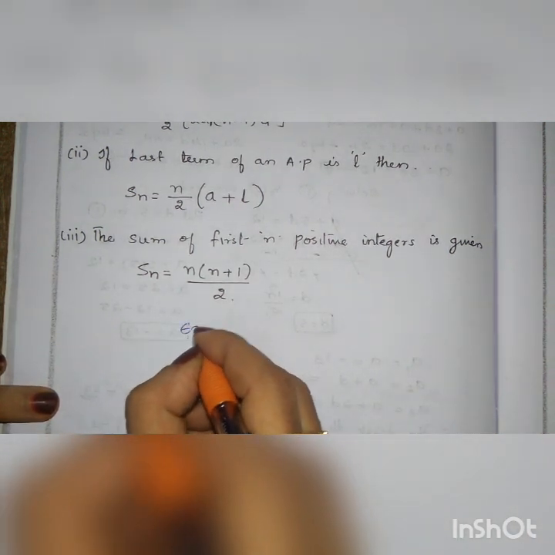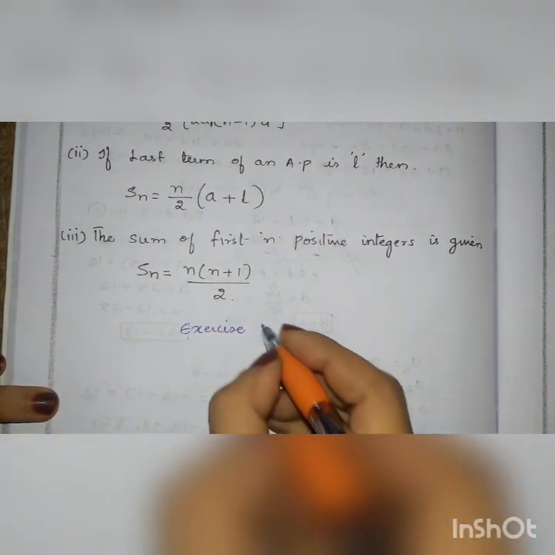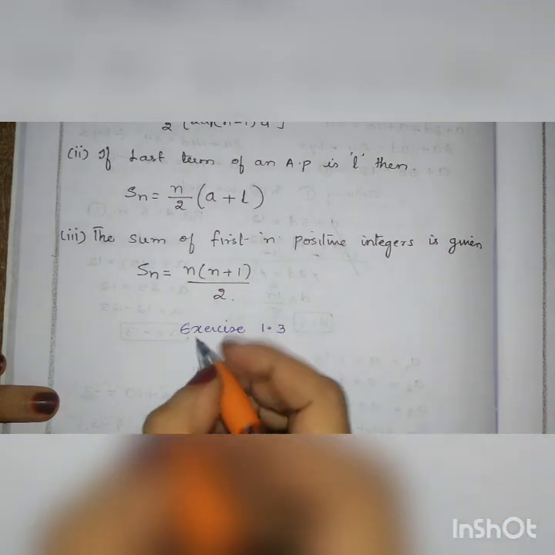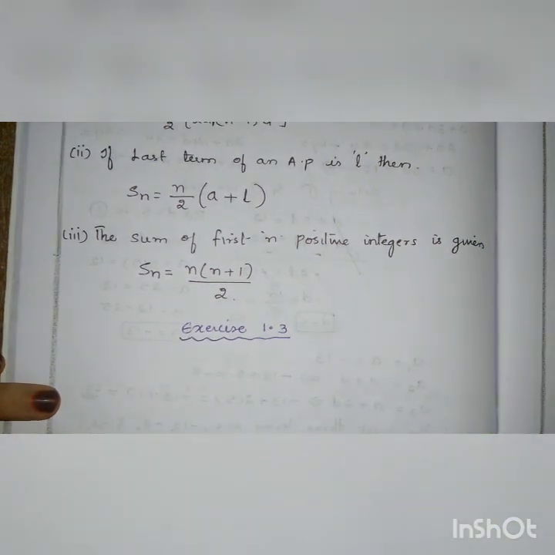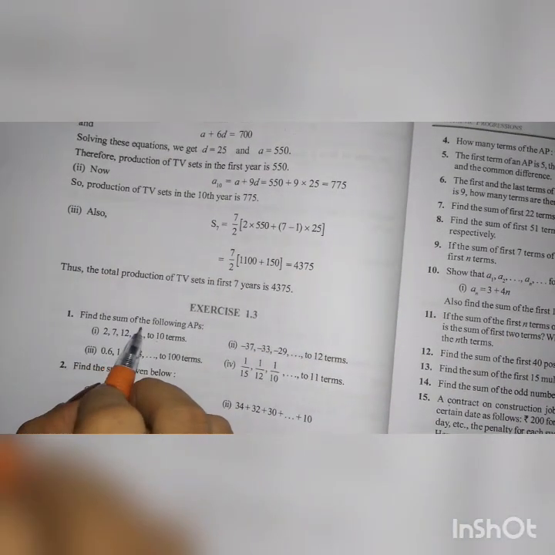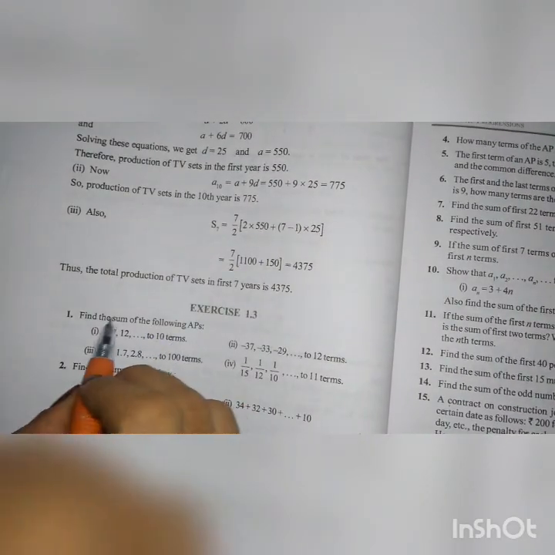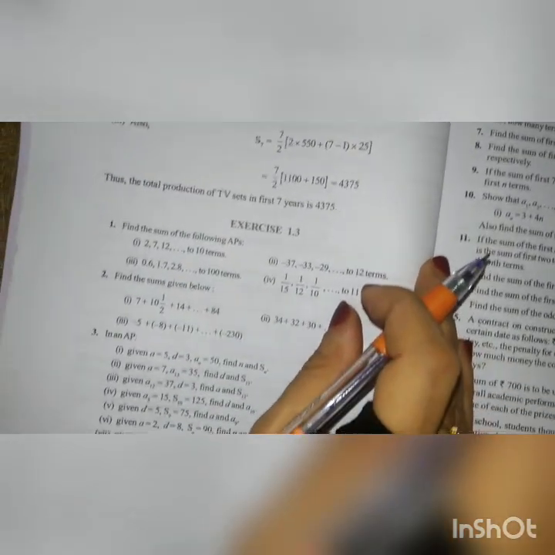So exercise 1.3, here we can see the first question is: find the sum of the following APs. Here I will write the question. The first question is question 1, you can see in your textbook.